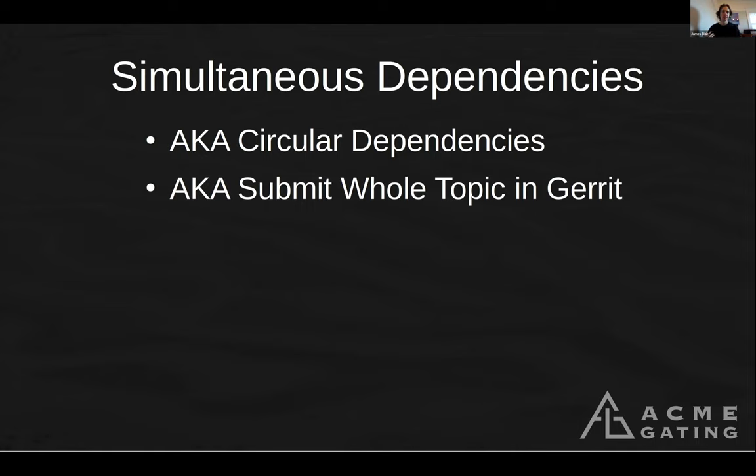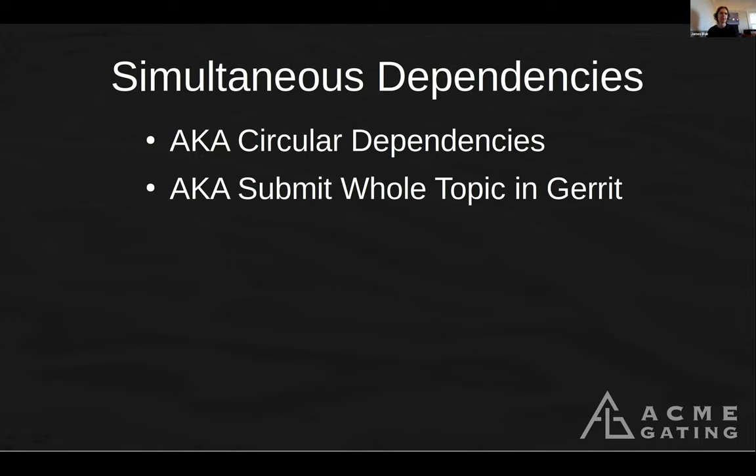Zuul has two ways of dealing with dependencies. Traditionally, we only had linear dependencies, so a change in project A might depend on project B, and in that case, you'd have to merge the change in project B first before you can merge the change in project A. We wrote Zuul that way originally for OpenStack because we intended OpenStack to be continuously deployed, so that you might upgrade Nova to the next commit, and then you might upgrade Glance to the next commit after that. And we wanted to make sure that you could always upgrade one component. There was always an order that you can upgrade OpenStack components in, and the system would continue to work.